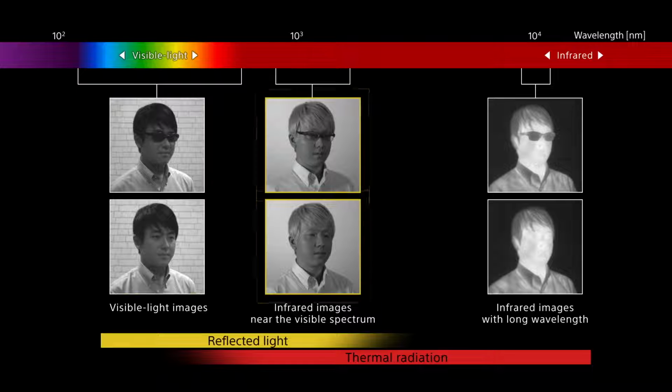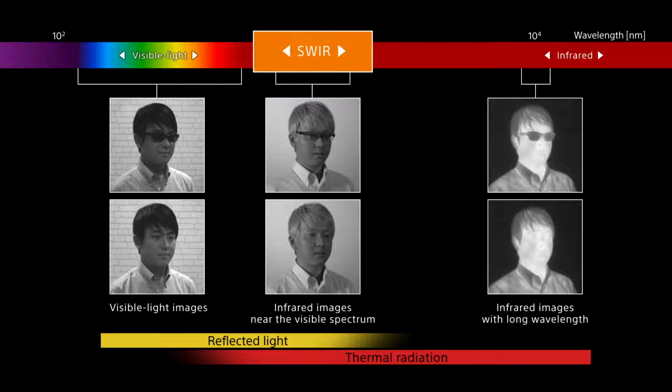On the other hand, short wavelength infrared images look similar to visible light images since the wavelengths are close to visible light. Short wavelength infrared is known by the name SWIR. SWIR images of things such as water or sugar look different from images under visible light. This feature can be used for many applications.